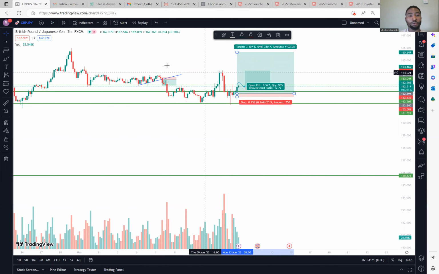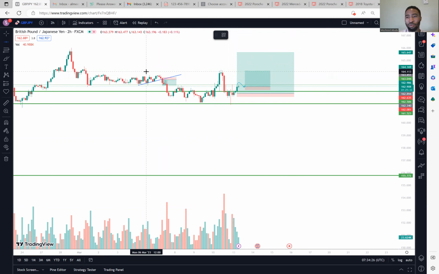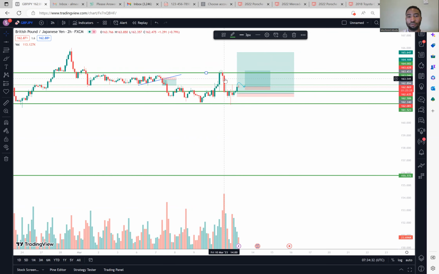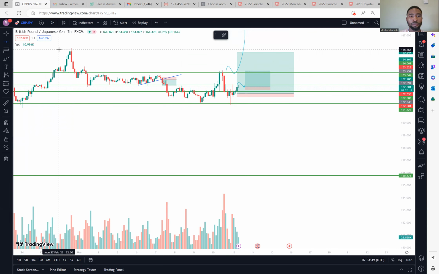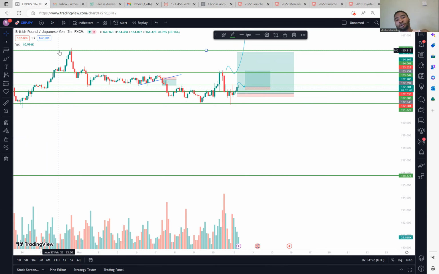If we can break this level, this resistance level here at 164, let's say 164.00, believe me, then all we need is just a confirmation, like a retest, and then we're coming up here. So that's what I'm looking at when it comes to GJ.